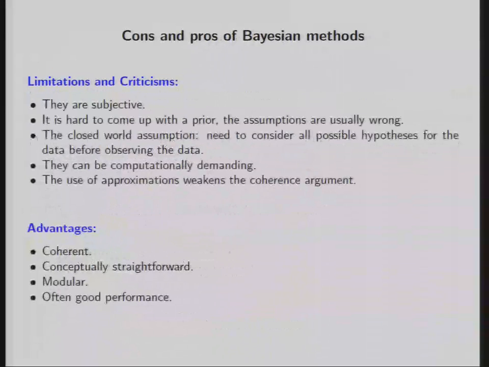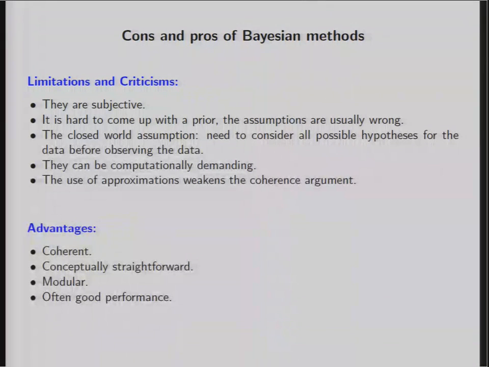Okay, so just to recap, some pros and cons of Bayesian methods. Limitations and criticisms: yes, they are subjective. It's often hard to come up with a prior, and the assumptions are usually wrong in some way, so one has to be careful. There's this question of the closed world assumption, that you need to consider all possible hypotheses for the data before observing the data, especially if you're trying to do something like model comparison. What is the space of possible models that you're willing to consider? They can be computationally demanding, and if you're going to use approximate inference, then it weakens those coherence arguments.